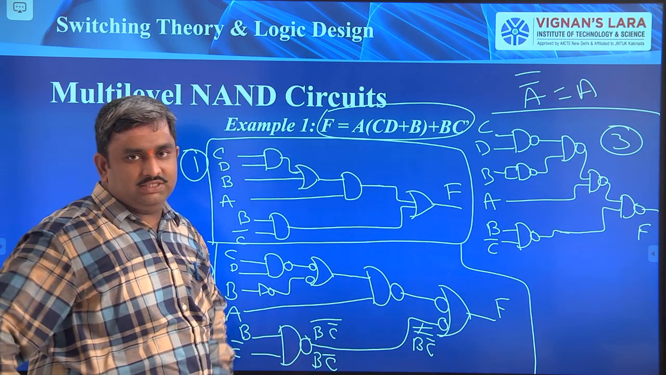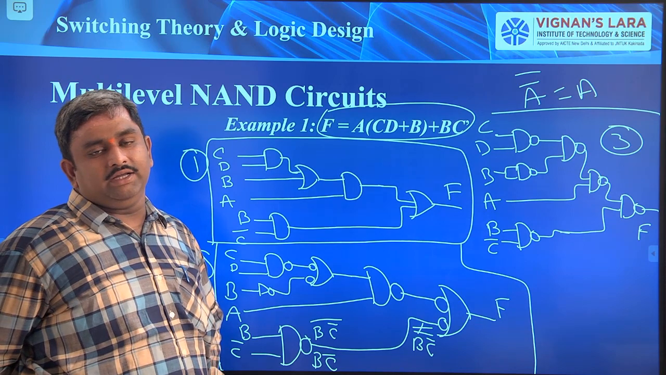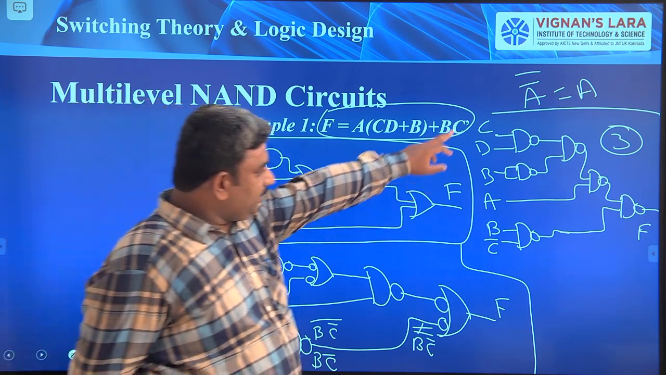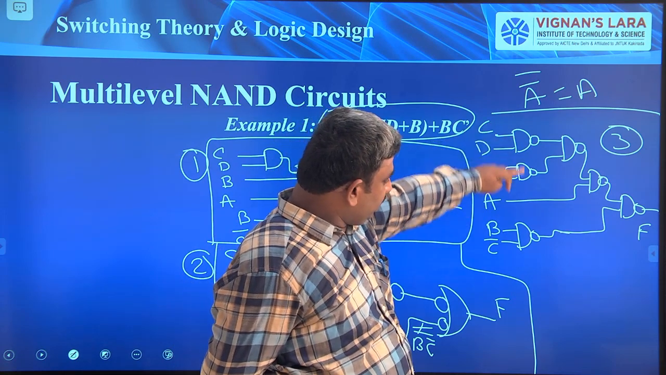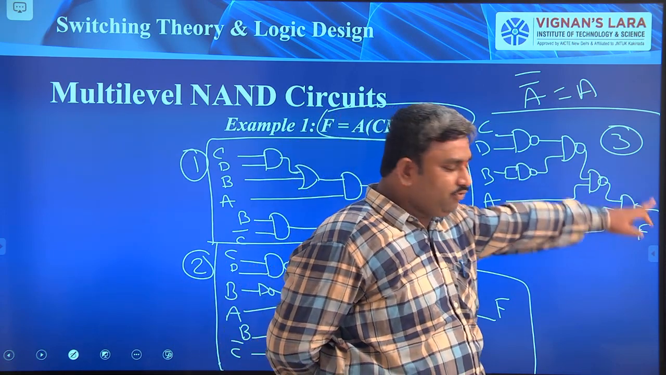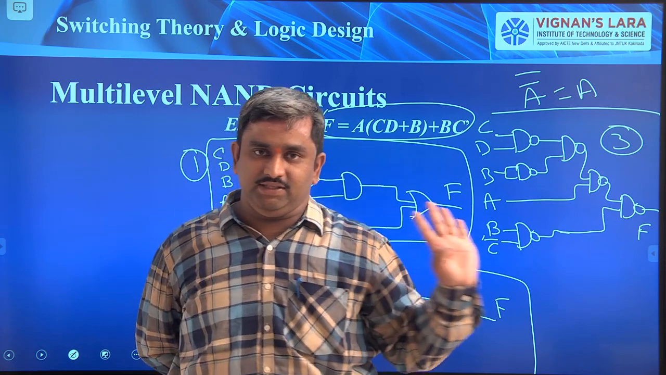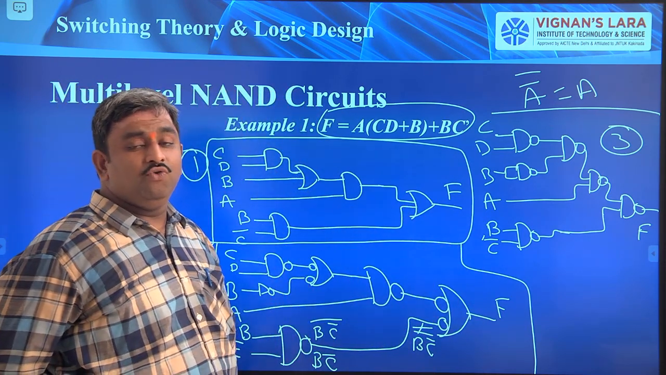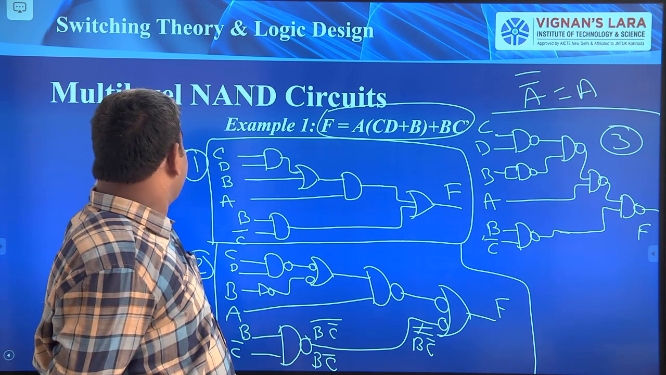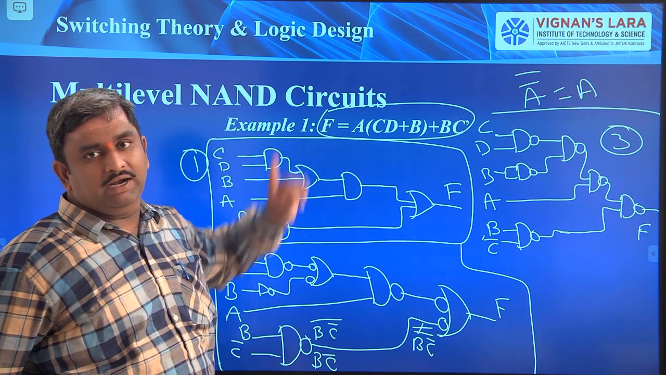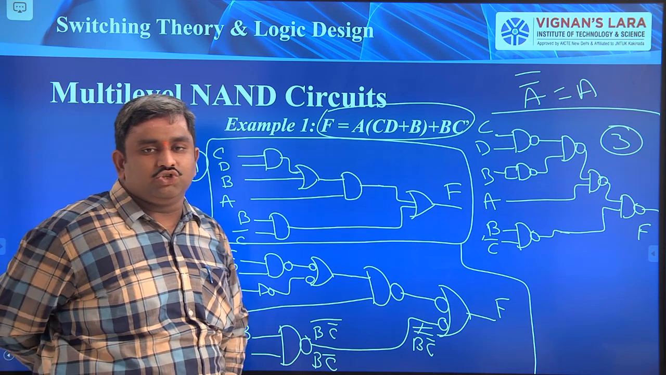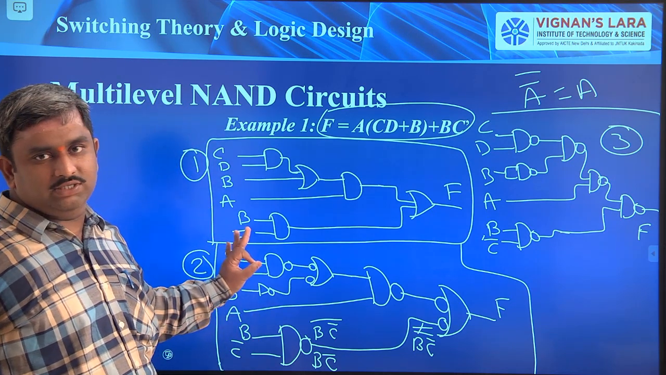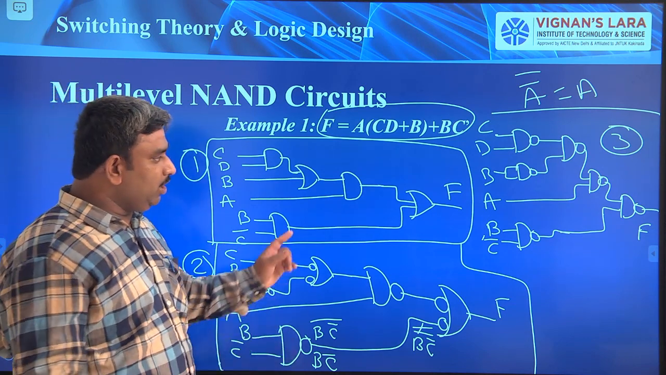So this is the procedure for how to implement any given Boolean function by using NAND gates. And it has multiple levels: first level, second level, third level, fourth level. So we have 4 levels in this function. Totally, we have implemented this function using 4-level NAND gates. For that reason, this topic is named multi-level NAND gate circuit. It is a very simple concept. So you have to note down this one.